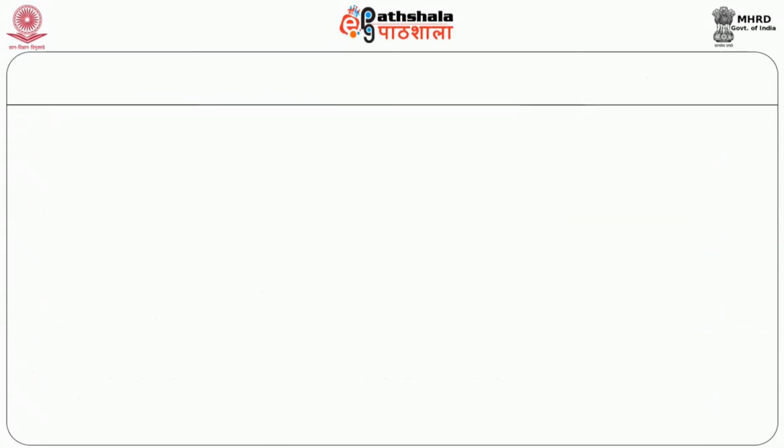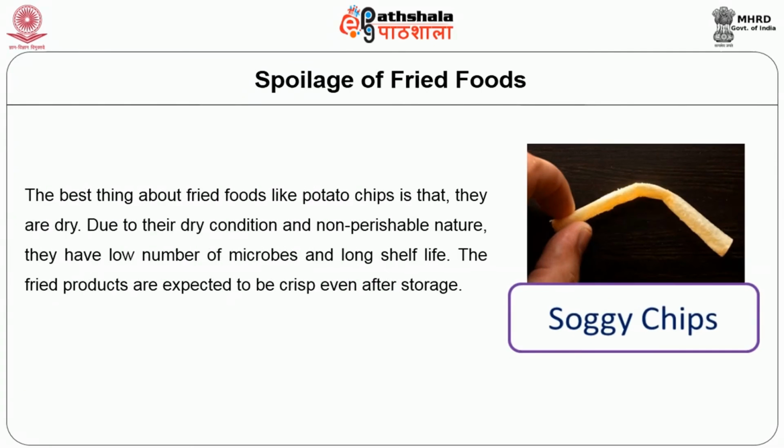The last is the spoilage of fried foods. The best thing about fried foods like potato chips is that they are dry. Due to their dry condition and non-perishable nature, they have low number of microbes and long shelf life. The fried products are expected to be crisp even after storage. But if stored in a high humid environment, the texture of chips becomes soggy and tough.